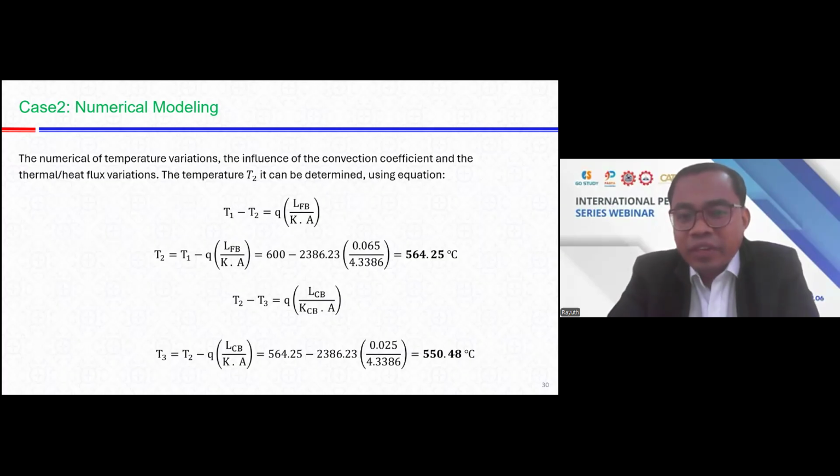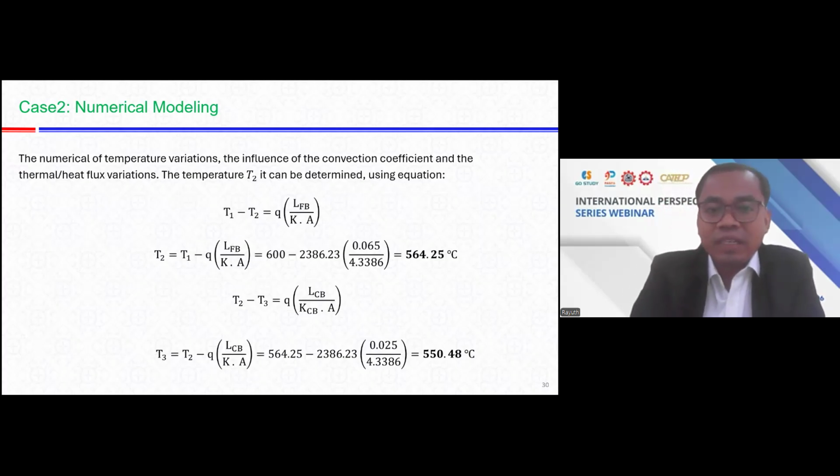How about T3? It's similar. T3 equals T2 minus Q multiplied by the thickness of the ceramic brick, I mean glass wool, layer divided by the thermal conductivity multiplied by cross-sectional area. The calculation is 350.48 degrees Celsius. It's T3.